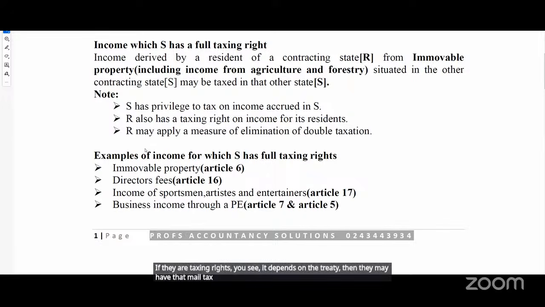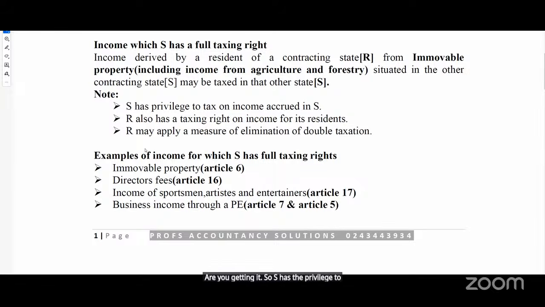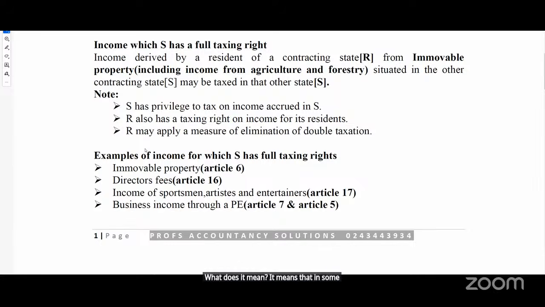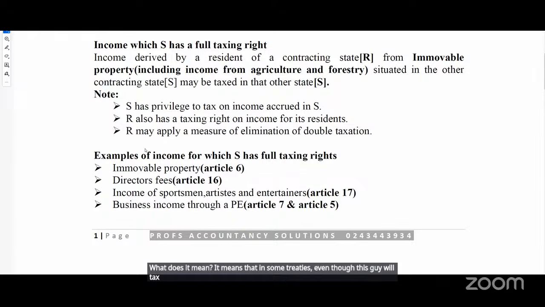So S has the privilege to tax the income accrued in S, and R also has a taxing right on income for its residents. Do you get it? So R may apply a measure of elimination of double taxation. What does it mean? It means that in some treaties, even though the source state will tax it, when you bring the income to your country, they will tax it and then give you a measure of elimination, through credit or exemption or deduction. Do you understand what I mean?